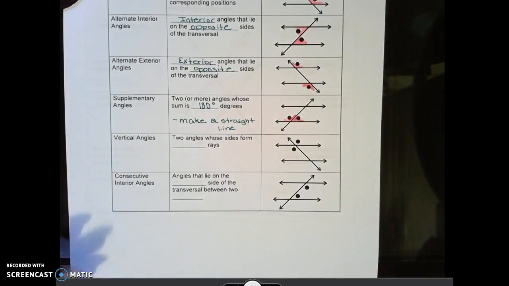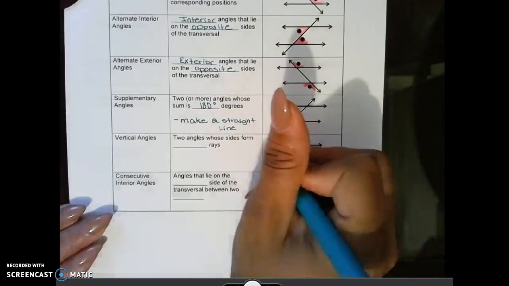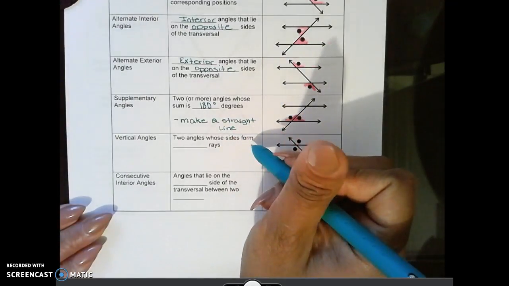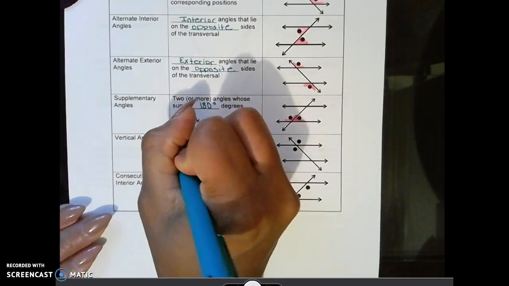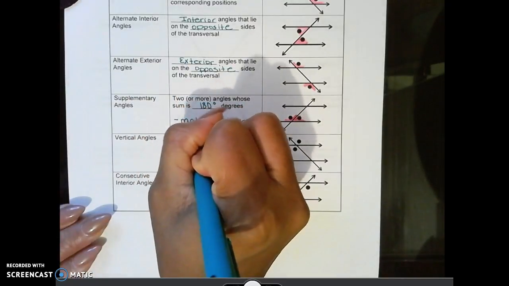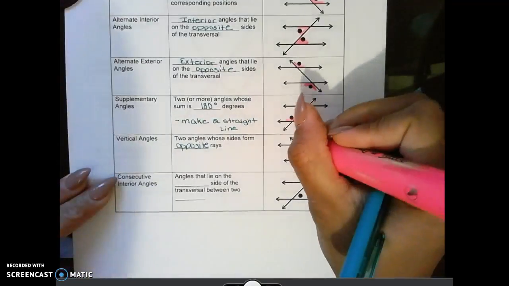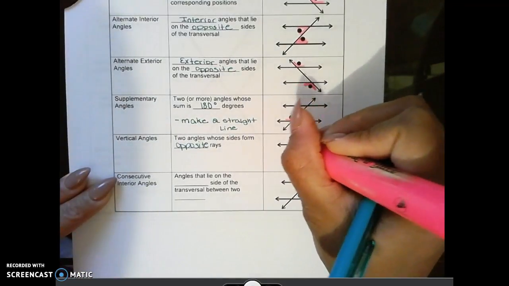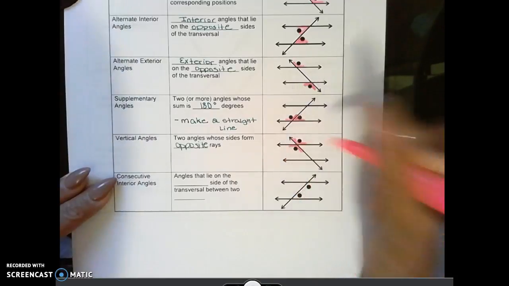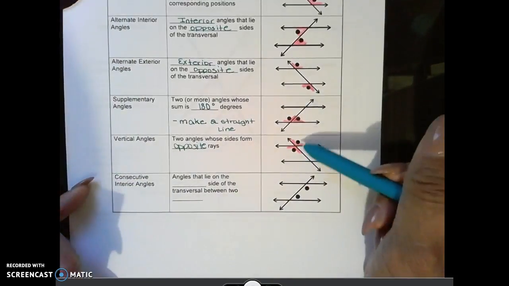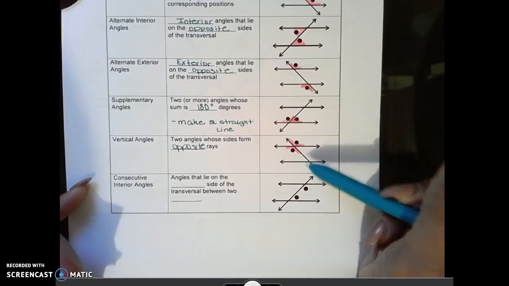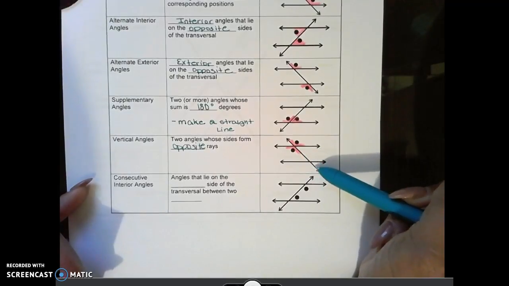We have vertical angles, two angles whose sides form opposite rays. We'll come back to this one later as well, but they're opposite rays. So these two are vertical. So if these two are vertical, so are these two. These two are vertical, and so are these two.